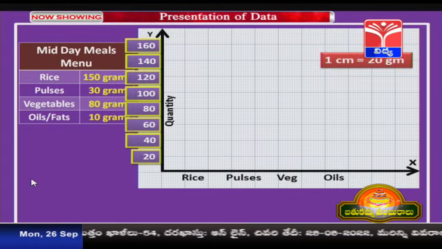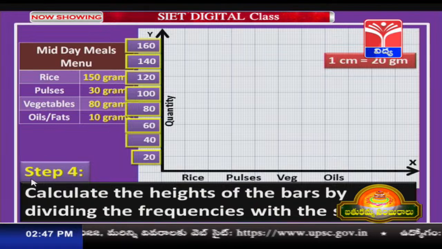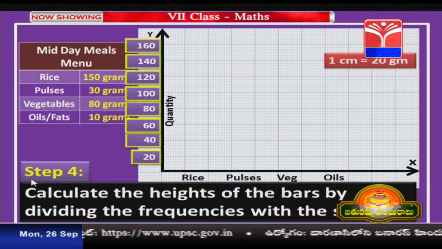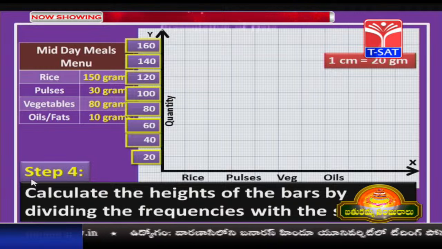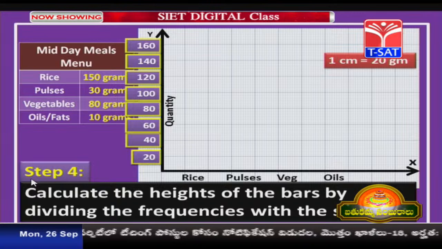Okay, children, in the next step, we are going to find the heights of the bars. In the bar graph, we are going to represent bars on this graph sheet. So, we will calculate the height of the bar. Let us see how we calculate the heights.